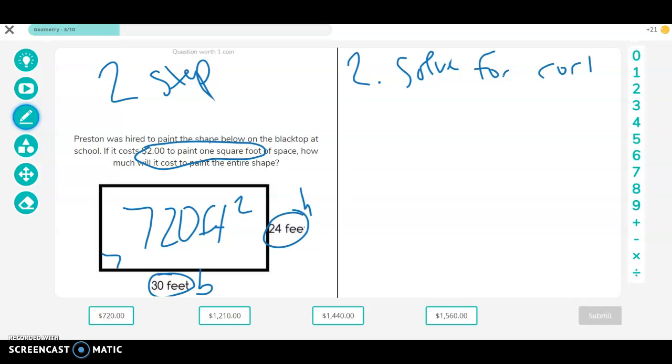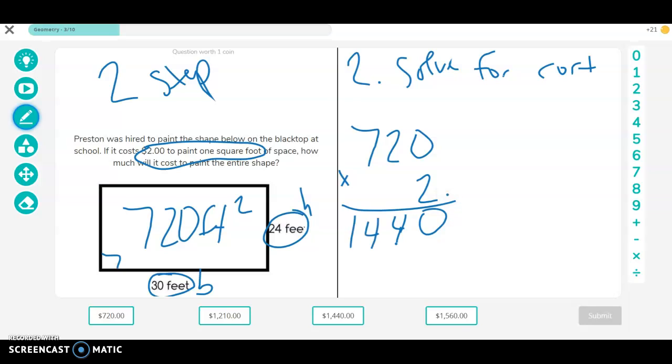Solve for cost. Okay. So we have 720 because that's our area. And we need to take that times $2. You can just write it as 2 for right now, because we have $2.00, so that means you just have zeros on the end. But that would be a lot of extra math that we don't need to do. So 2 times 0 is 0, 2 times 2 is 4, 2 times 7 is 14.